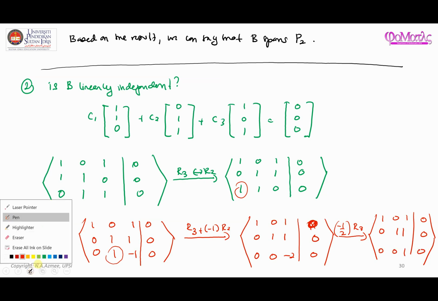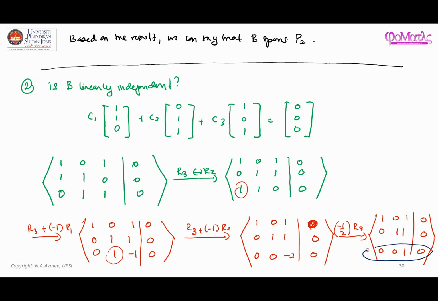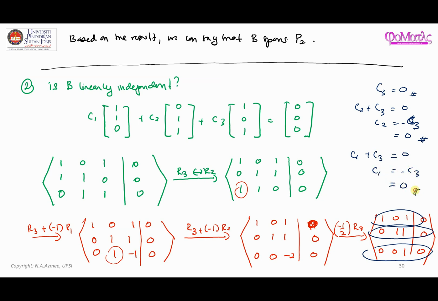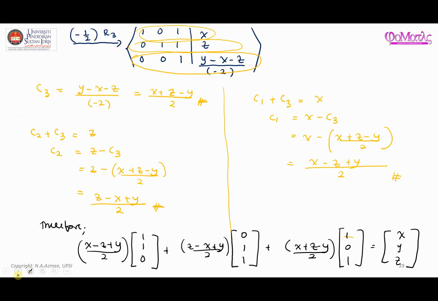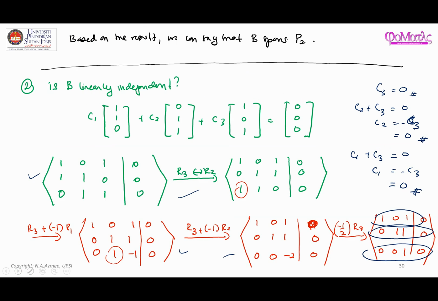So clearly from this you will be able to see that the value of C3 is 0. For this one, C2 plus C3 is 0, C2 is negative C3, which is also 0. For this one, C1 plus C3 is equal to 0, C1 is negative C3, C1 is also 0. So you get what we call the trivial solution. And notice that all the steps given here are exactly similar to what you have done right here, except that you just substitute the values of X, Y, Z with zeros.